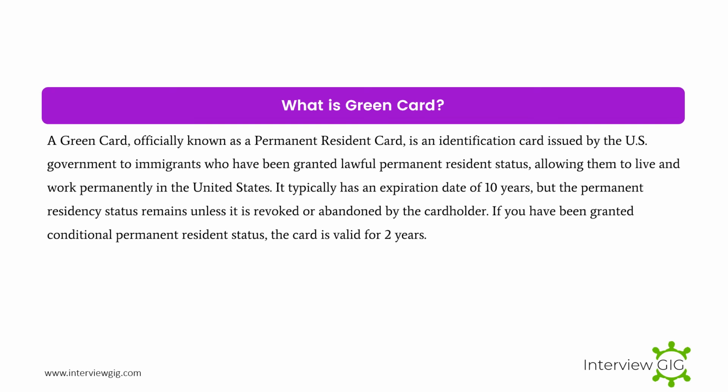What is green card? A green card, officially known as a permanent resident card, is an identification card issued by the US government to immigrants who have been granted lawful permanent resident status, allowing them to live and work permanently in the United States. It typically has an expiration date of 10 years, but the permanent residency status remains unless it is revoked or abandoned by the cardholder. If you have been granted conditional permanent resident status, the card is valid for 2 years.